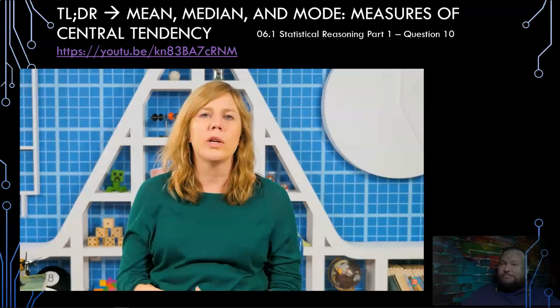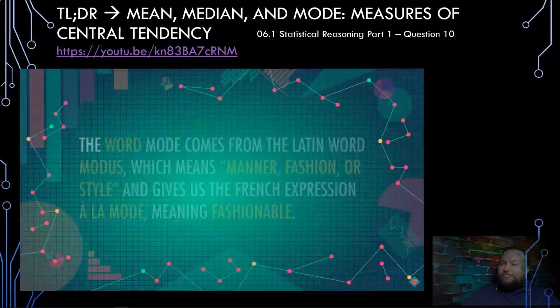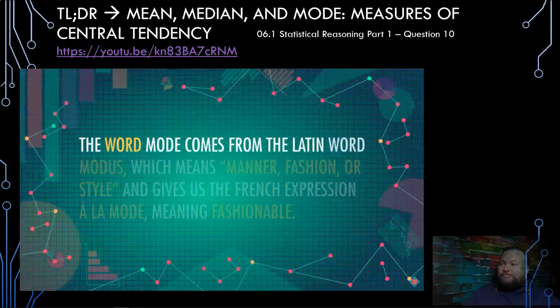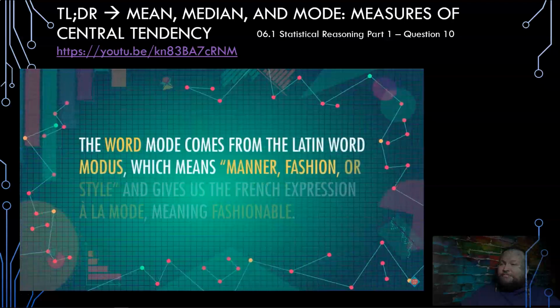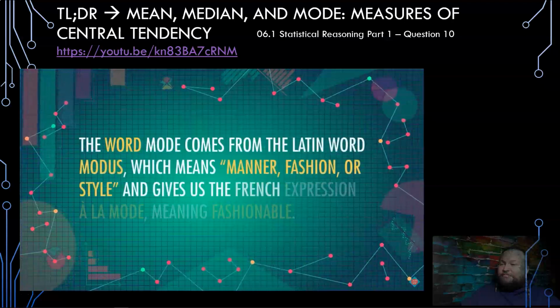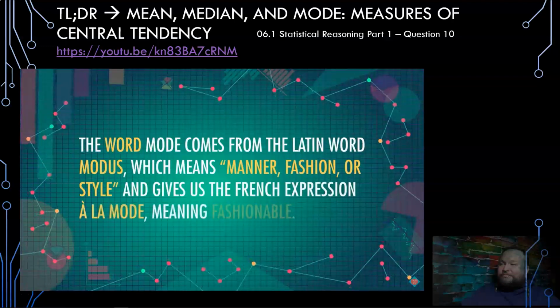In both of these situations, it can be useful to look at the mode. The word mode comes from the Latin word modus, which means manner, fashion, or style, and gives us the French expression a la mode, meaning fashionable.